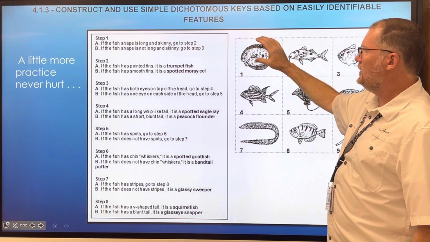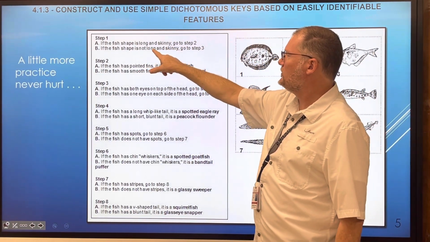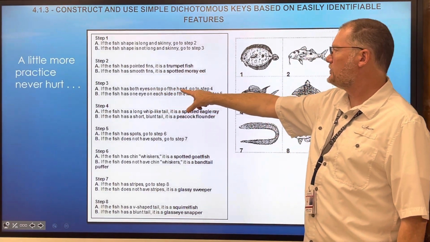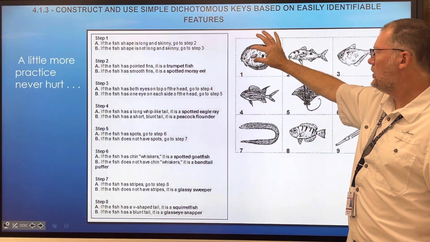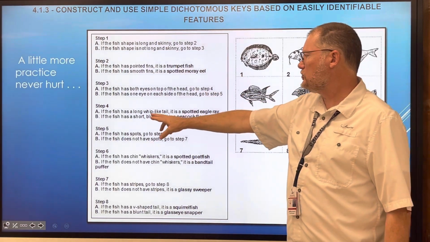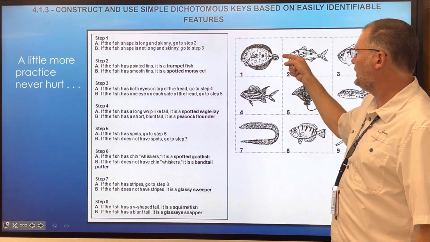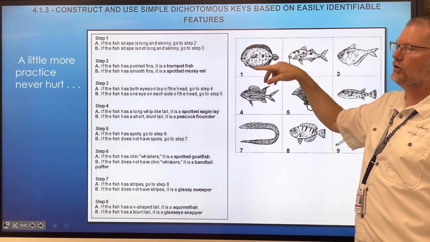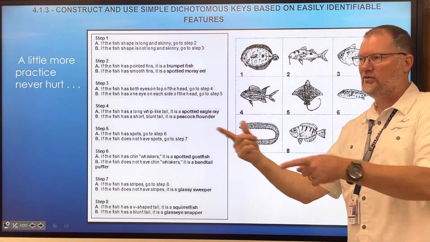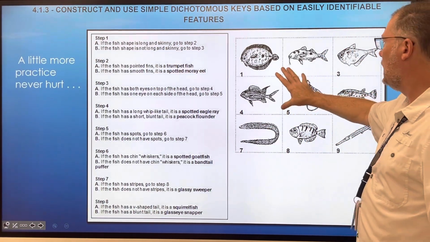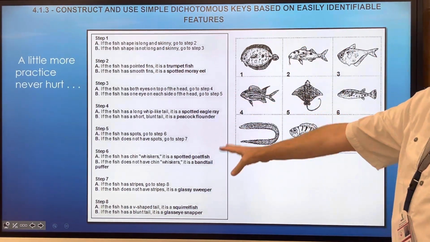And this one's not. Its shape is not long and skinny, so we're going to go to step 3. If the fish has both eyes on the top of its head, that one does. Go to step 4. If the fish has a long whip-like tail, it does not. If the fish has a short, blunt tail, it's a peacock flounder. Boom. Same exact thing that we did with our dichotomous keys. So you continue to determine what these are, but not now. We have to move on.